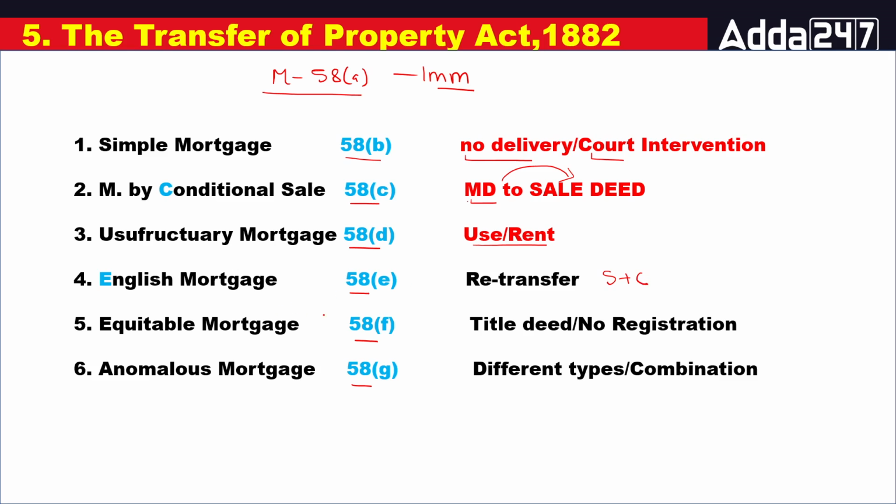Okay. Equitable mortgage, basically we just give the title. This is the only mortgage where no registration is required. Okay. Anomalous mortgage is a combination of different types of mortgage. This is your anomalous mortgage.